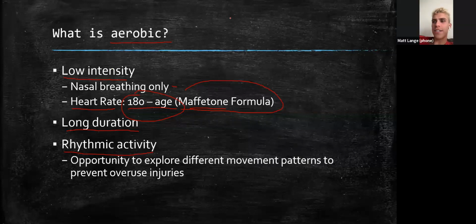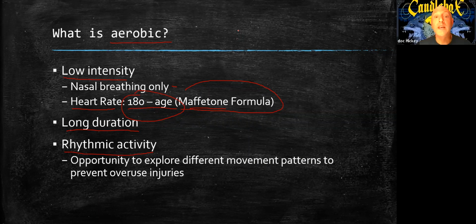Yeah, quick question, Doc. Yeah, Coach. So for the heart rate, are we looking at the average or the peak? Like if I was going for a 30-minute run and I wanted to stay in an aerobic training zone, do I want to make sure the peak never passes that 180 minus age, or are we looking at an average? You're going to go peak.